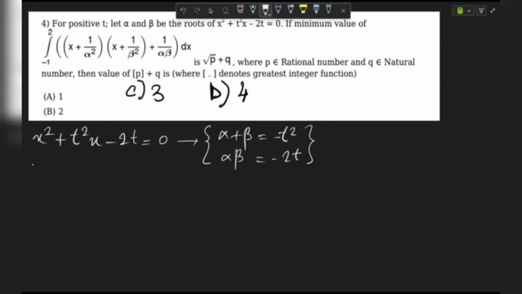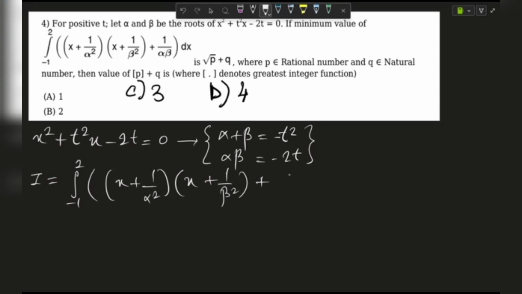So now I will directly move to the integral. This is integral I equal to minus 1 to 2, we have (x plus 1 by alpha) squared into (x plus 1 by beta) squared, plus 1 by alpha beta dx. So basically we know alpha beta, but we have no knowledge of what kind of expressions in alpha beta will come from this part. So I will try to manipulate it first.